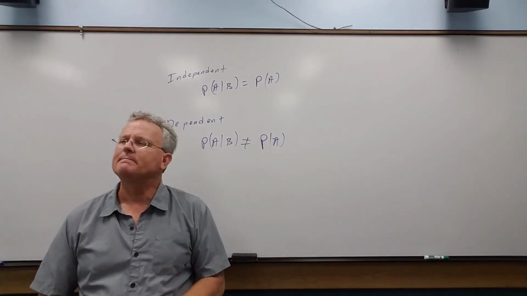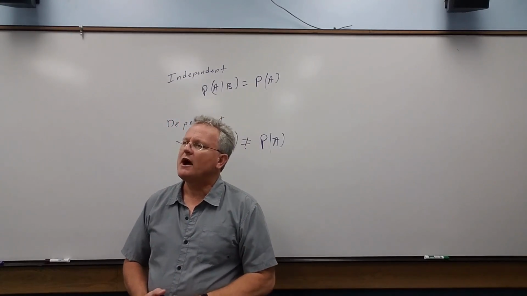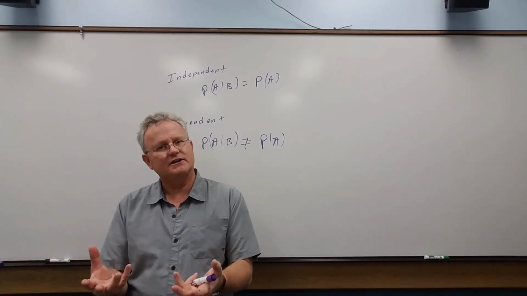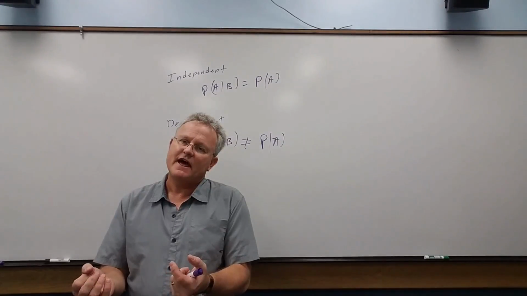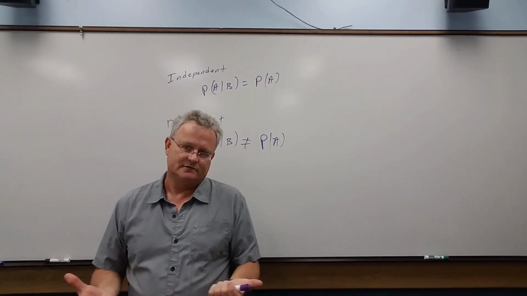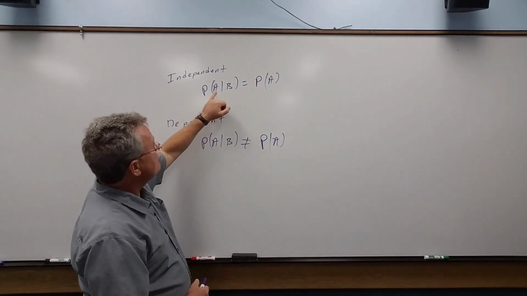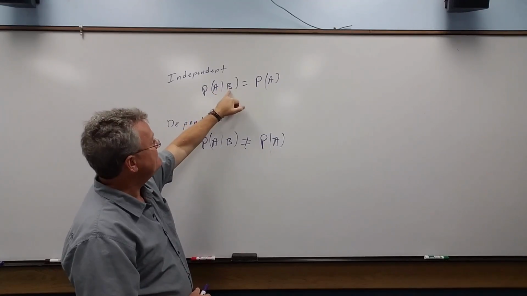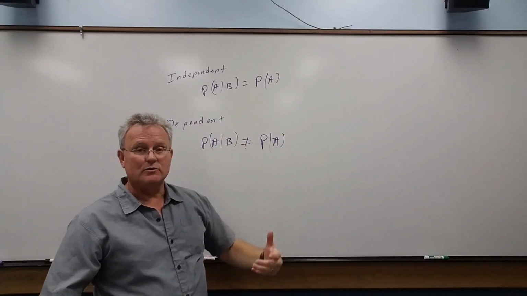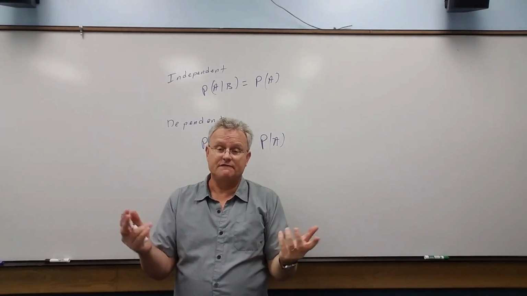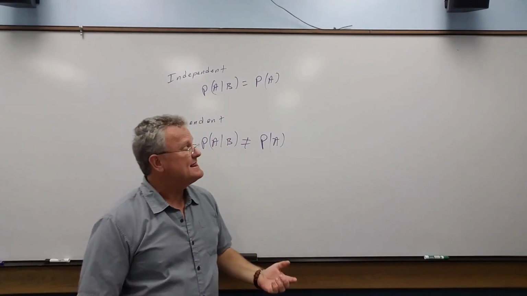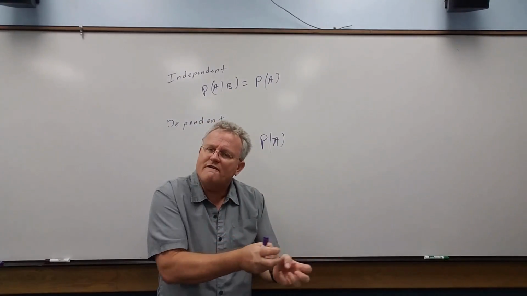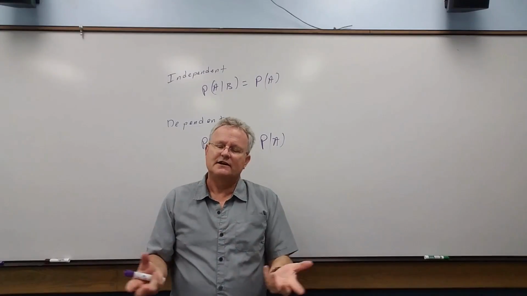So for example, what's the probability, if you go fishing, of catching a fish given that it's raining outside? Well, if the probability of catching a fish when you go fishing, given that it's raining, equals the probability of catching a fish on any day, that means that the fact that it's raining has no effect on catching a fish.